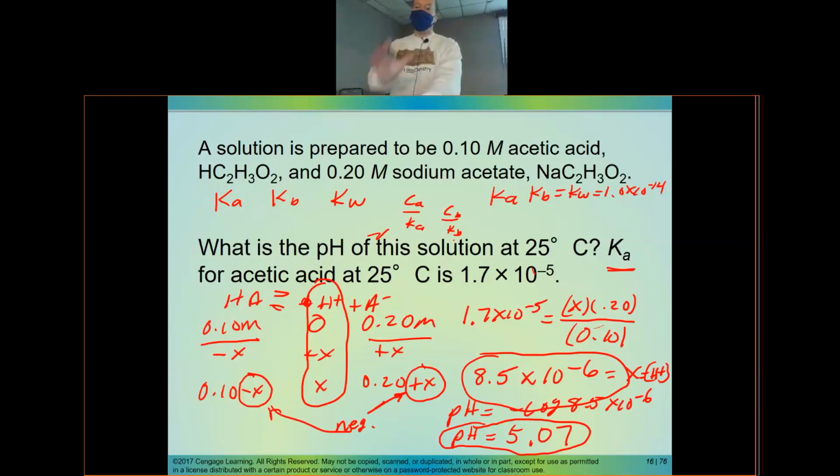So we're going to see that this is actually a buffer. We're going to go through the definition of a buffer, but the key definition is to identify if you have one or not. You have to have a concentration of your weak acid and a concentration of your weak base. H plus and OH minus must be 0, and you must have a concentration of HA and a concentration of A minus. Then you'll have a buffer, and buffers will stabilize a pH.